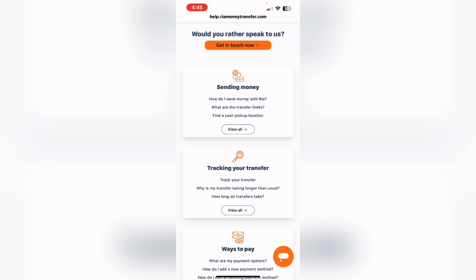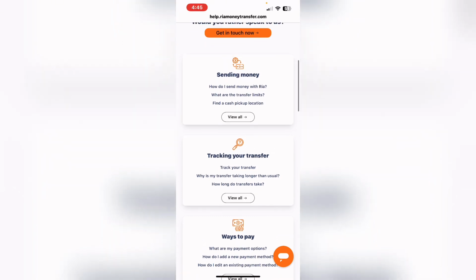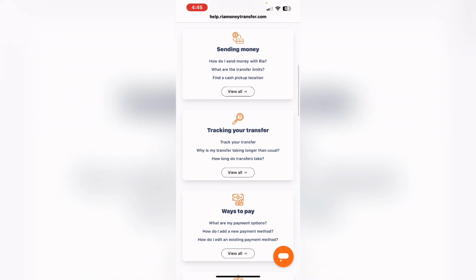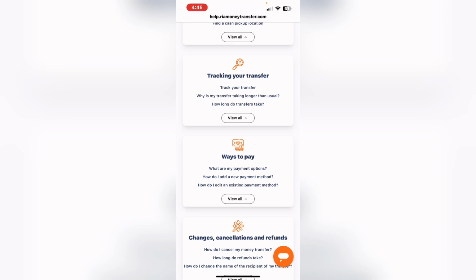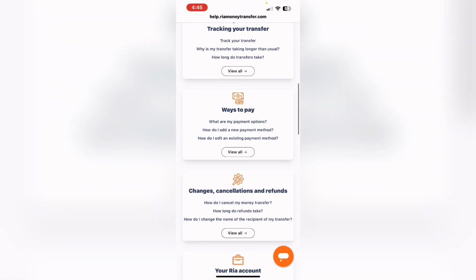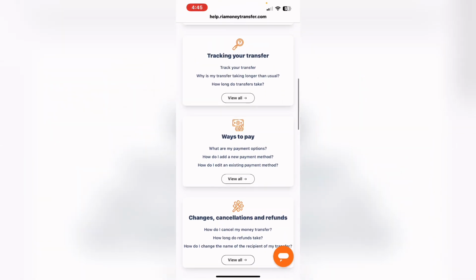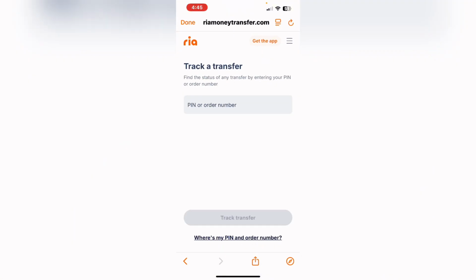The delivery is also really fast. Recipients can receive funds via cash pickup, bank deposit, mobile wallets, or home delivery depending on the destination country. Senders can fund transfers using debit card, credit card, or bank accounts.